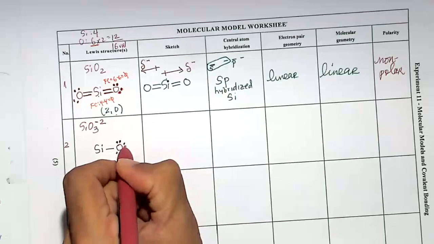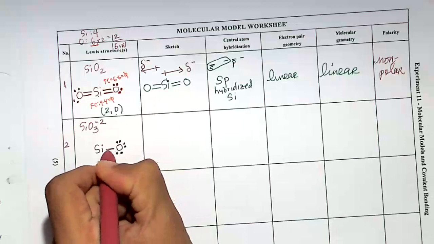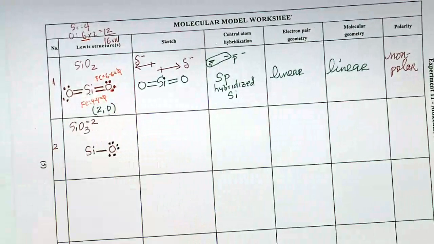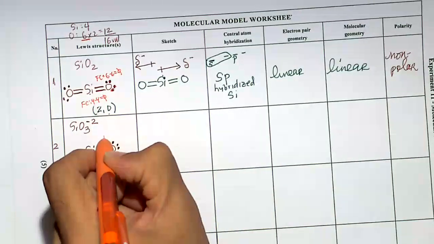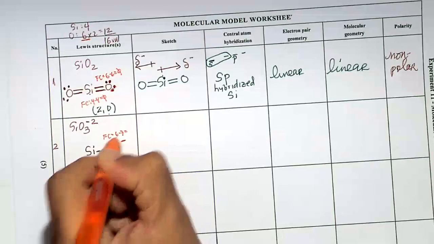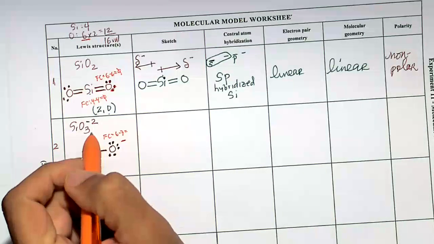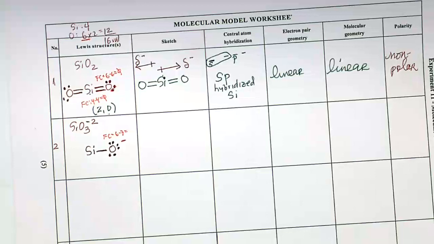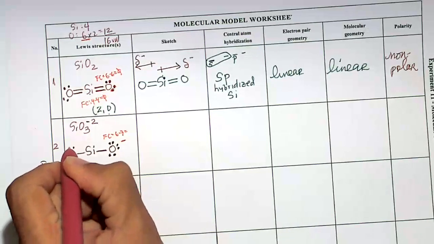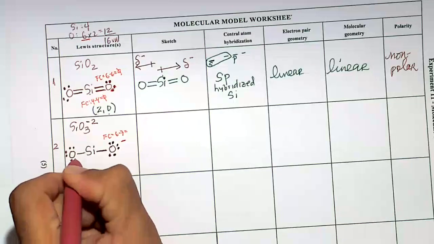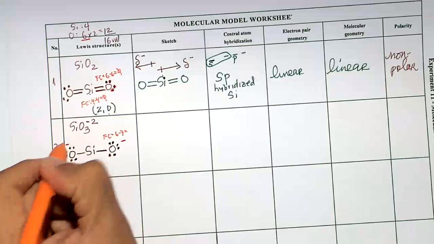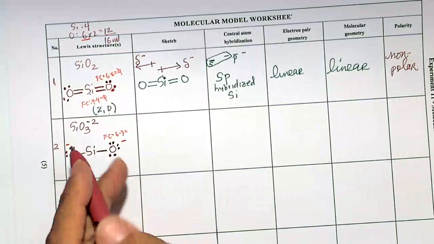1, 2, 3, 4, 5, 6, 7. What is oxygen happy at? 6. What is 6 minus 7? -1. So there's our first -1. What about our next -1? Let's do the same thing. 2, 3, 4, 5, 6. That'll be -1.